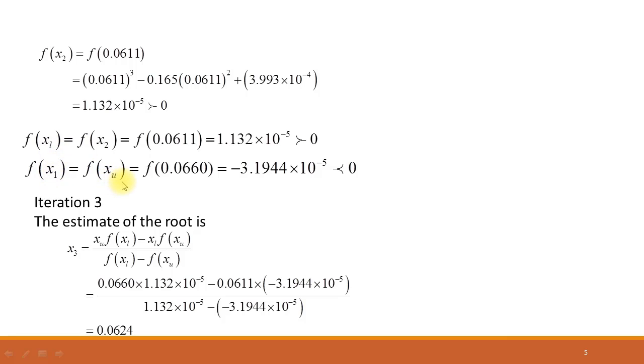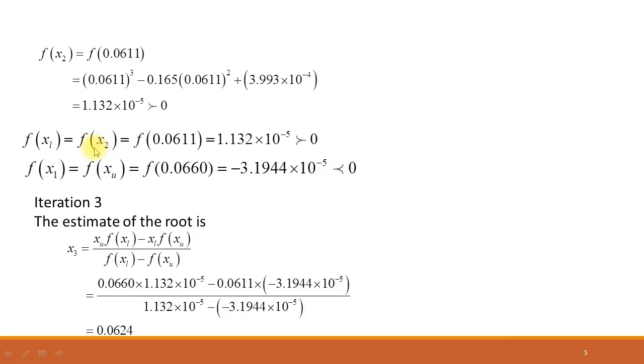In this false position method, it is necessary to locate the root and then identify the lower limit and upper limit. So in these two roots, 0.0611 is the xl and 0.0660 is the xu, because this value is greater than this value. So first of all, check the sign of the function for the next root. To find the next root x3, check the sign of the function at x2 and at the previous value.